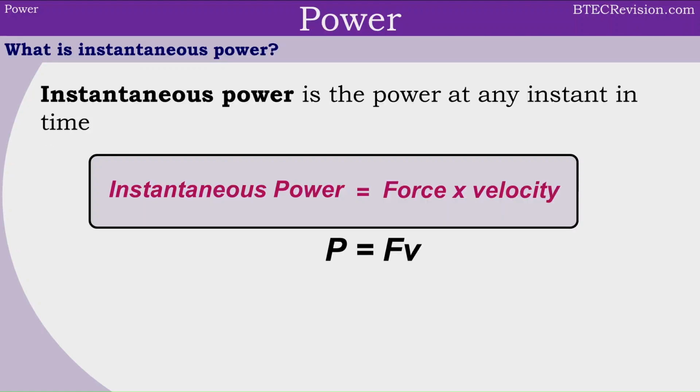Next, we can look at instantaneous power. And instantaneous power is the power at any instant in time. And this can be calculated using the equation instantaneous power equals force times velocity. And the short form of this is P equals F times V. The units for power are still going to be watts. Force is measured in newtons, and velocity is measured in meters per second.